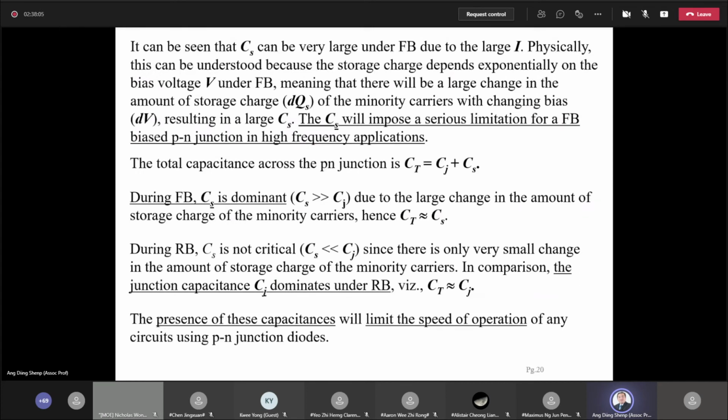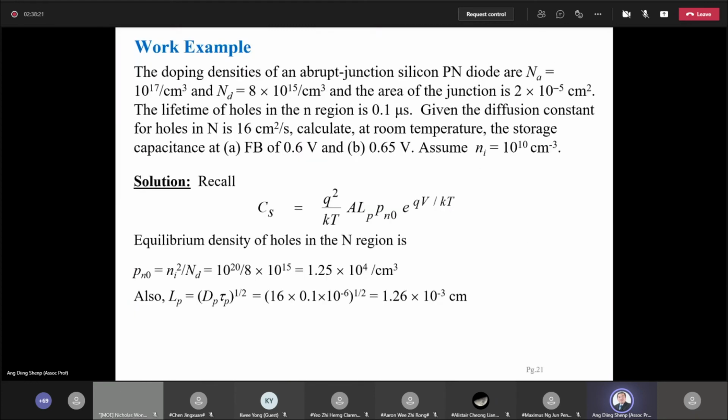Now, as mentioned many times, the presence of these capacitances will limit the operation of any circuit using a PN junction diode, because the PN junction diode itself needs time to respond to the external changing electrical signal due to the presence of these capacitances. Let's do a simple worked example to get a feel of the order of magnitude of storage capacitance. Let's use the same PN junction as we used for the junction capacitance. The doping concentrations are unchanged, and the area of the diode is also the same.